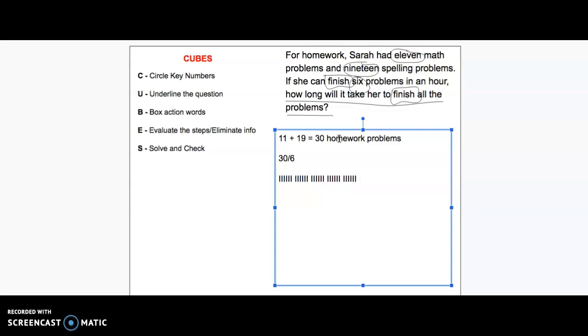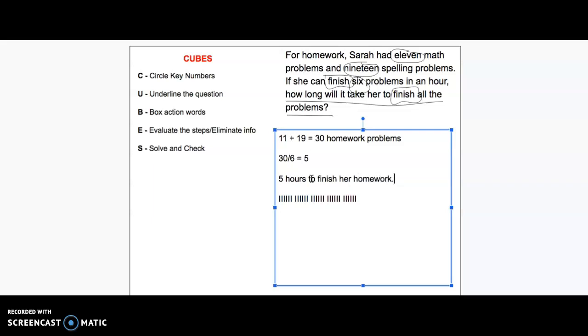So now that we have made our groups of 6, we can now count them. 1, 2, 3, 4, 5. So we have a total of 5 groups. So we know that 30 divided by 6 equals 5. So we know that it'll take Sarah 5 hours to finish her homework.